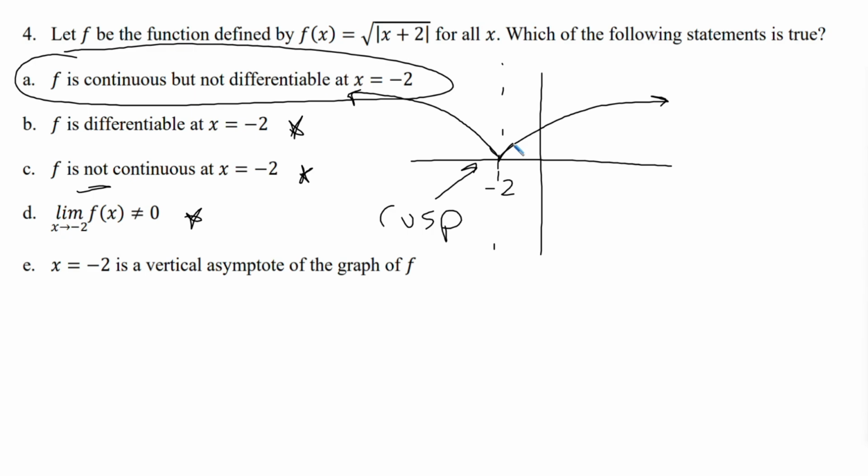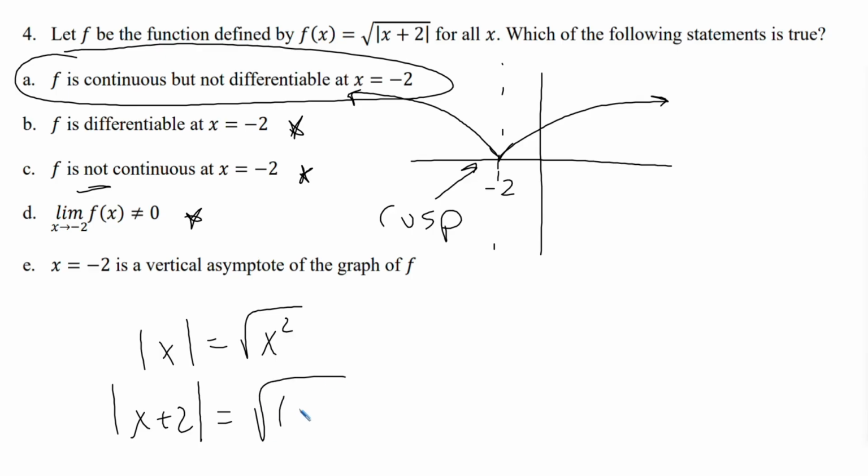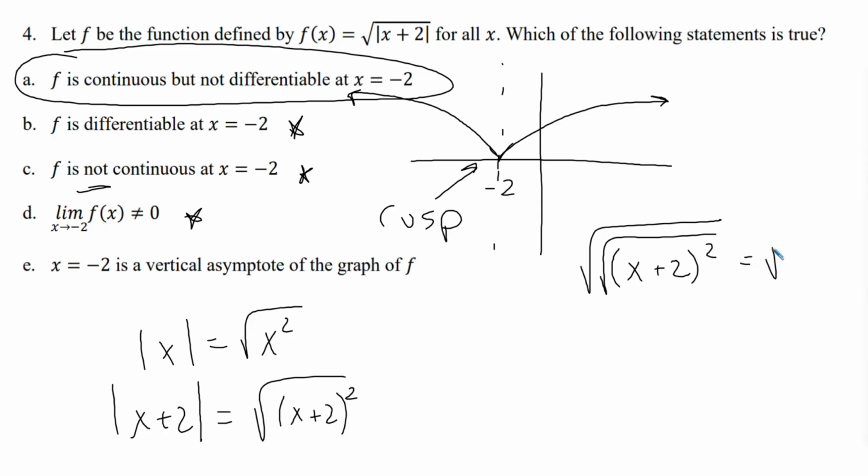And if we weren't sure about what the graph looked like, remember that the absolute value of x is the same thing as the square root of x squared. So the absolute value of x plus 2 is the same thing as the square root of (x plus 2) squared. So what we'd be looking at here is the square root of (x plus 2) squared, or the square root of u, where u is (x plus 2) squared.